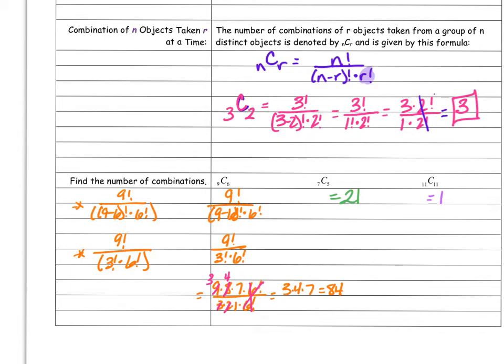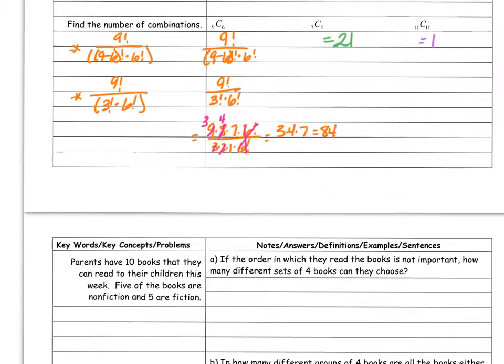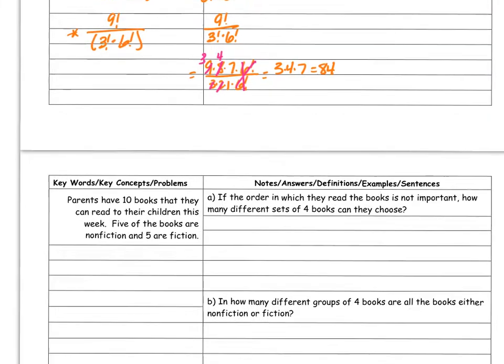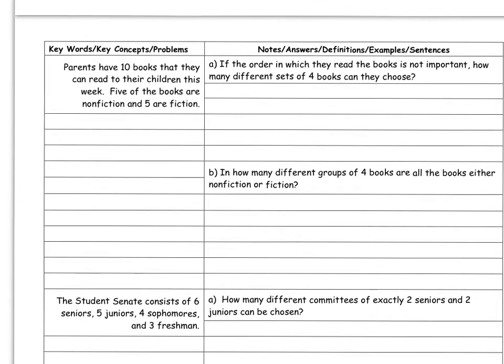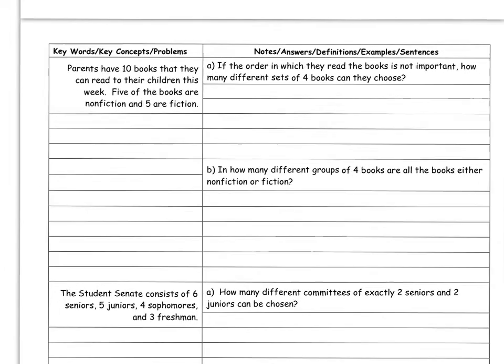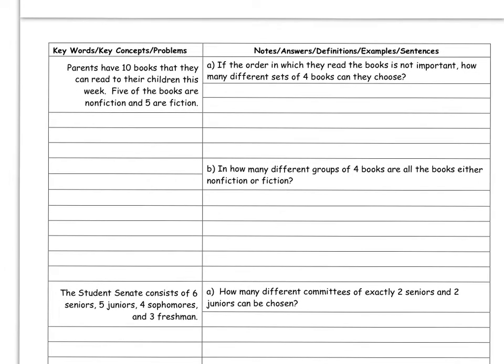Okay, so now we're going to keep going on. Now we have a couple story problems to look at, kind of like we did before. Okay, so it says, parents have 10 books that they can read to their children this week. 5 of the books are nonfiction and 5 are fiction. So part A says, if the order in which they read the books is not important, so doesn't matter, how many different sets of 4 books can they choose?